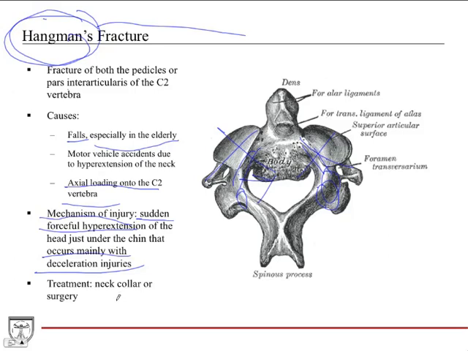Now, how do you treat them? If someone comes in, you give them a neck collar or surgery. It just depends on the stability, their neurological function, and what else is going on with them. So these are usually the two treatment options.